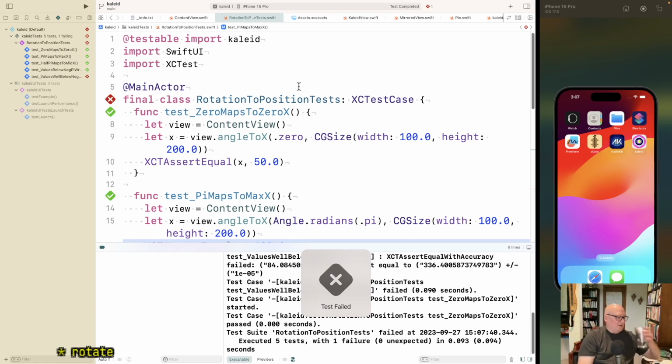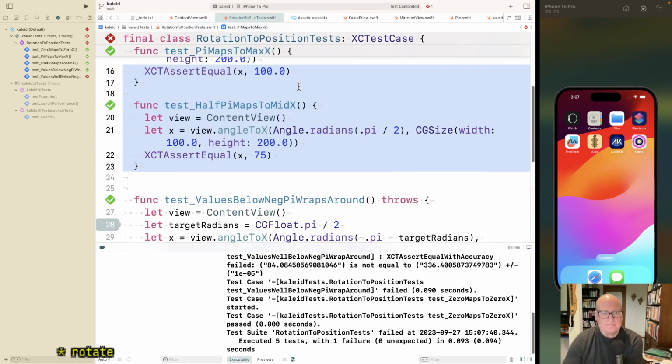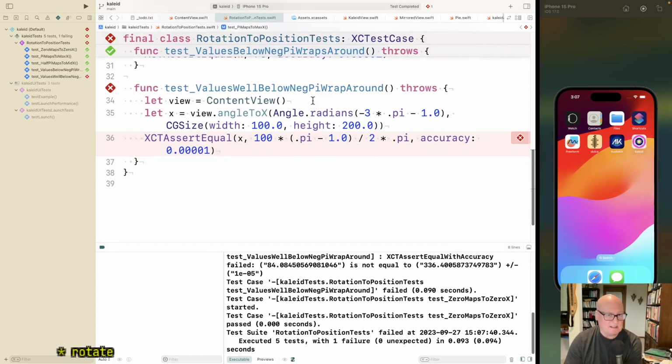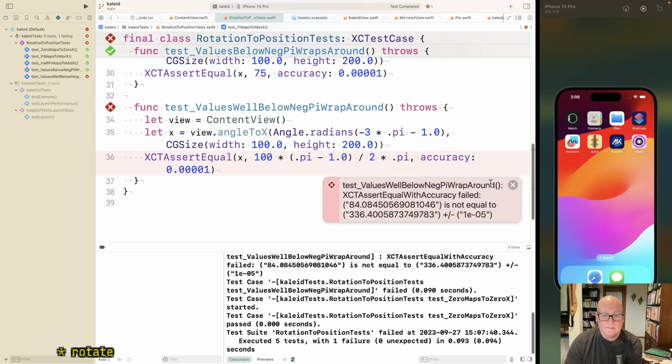Okay, something should fail. Now this one, I suspect our answer is wrong. So, okay, so this one, 84 is the answer and 336 is the expectation. Well, 84 sounds much more like on its way to 100 than this does.